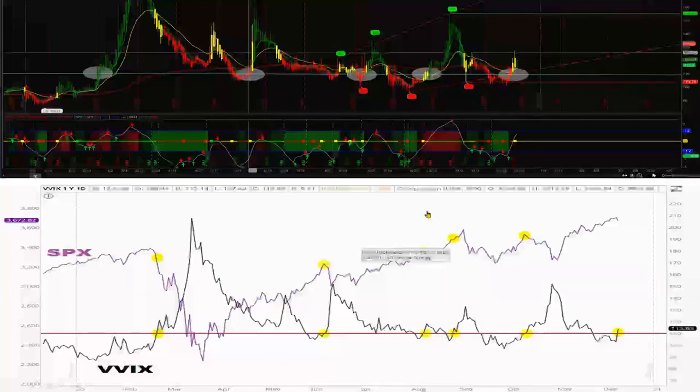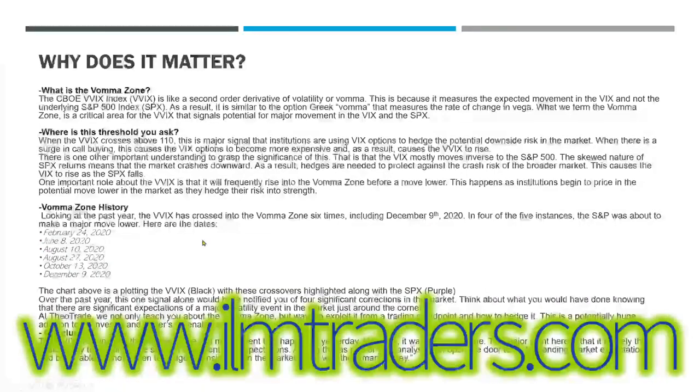I was reading something and it started picking up in my mind. I explained to the guys the recent occurrences in the market: February 24, June, August again, October, and as recent as the 9th. What you see in the chart above is the black line, the VVIX, crossing into the highlighted zone, along with the SPX, which is the purple line. Over the past year, this one signal would have notified us of four significant corrections in the market.